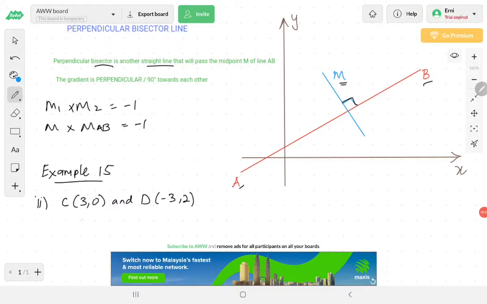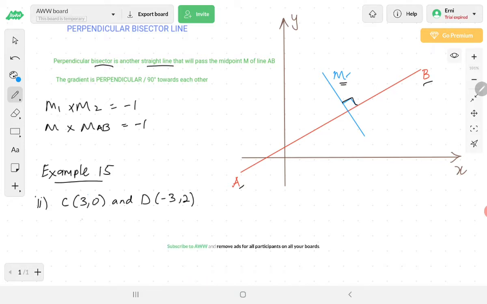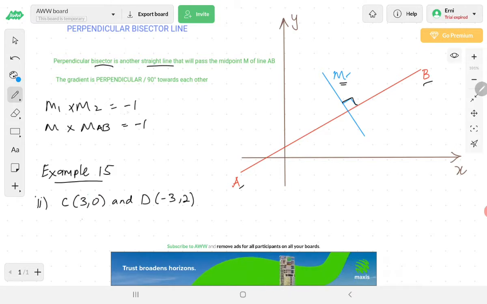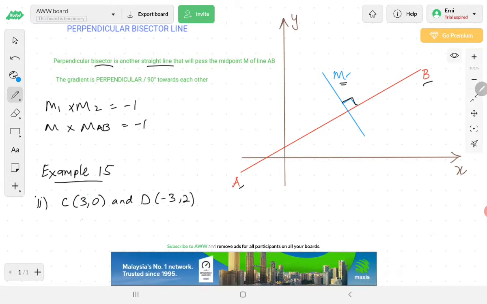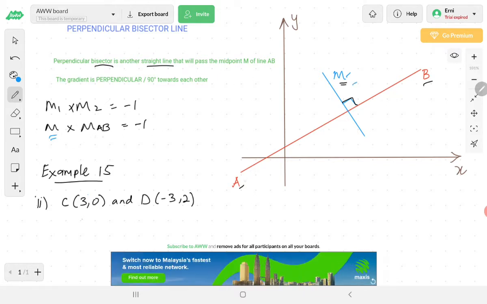Okay, we continue to the perpendicular bisector line, which is another straight line that will pass through the midpoint M of line AB, which is perpendicular, and the gradients are 90 degrees toward each other. So the equation is M1 times M2 equals -1, or the gradient of the bisector M times the gradient of line AB is equal to -1.